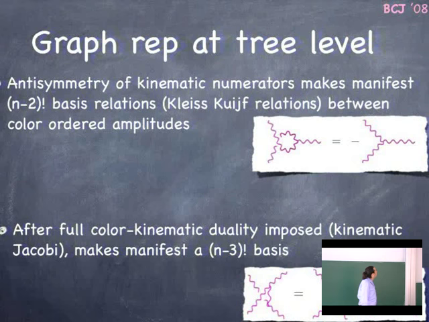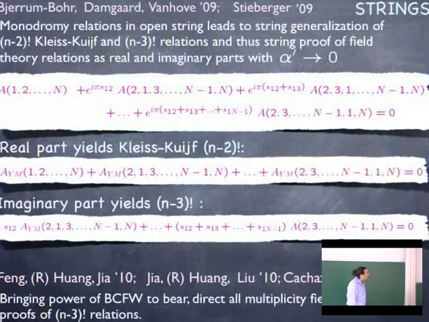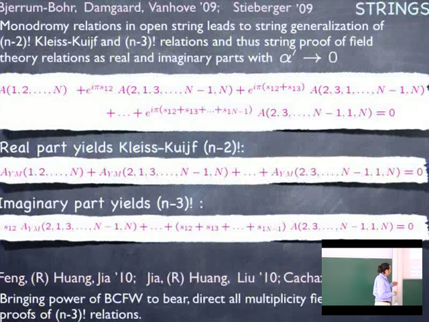Okay, so as I said, if you impose antisymmetry, you get the KK relations. After you impose kinematic Jacobi, you get the n-3 factorial basis. And this was actually first proved by our string theory friends. Turns out monodromy relations in open strings lead to a string generalization of the n-2 factorial KK and n-3 factorial relations. And therefore, there's a string proof of the field theory relations as real and imaginary parts as alpha prime goes to zero. So the real part of the monodromy relations yields KK, and the imaginary part yields n-3 factorial. It wasn't until a year later, 2010, that we got our first field theory proofs to all multiplicity. And actually, just a couple months ago, Freddy Cachazo has a really lovely proof in field theory.